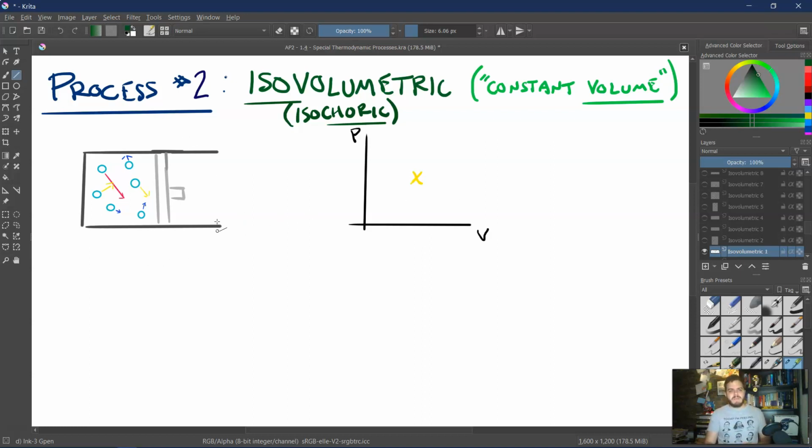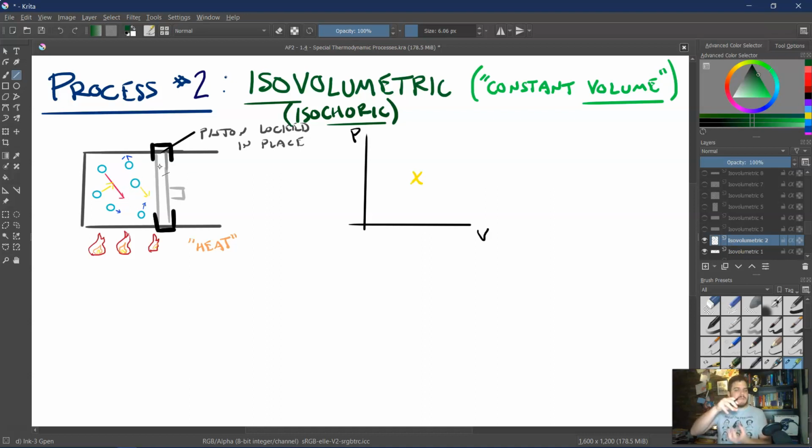Well, how can I keep the volume constant with this piston? Well, the easiest way to do it is basically make it no longer a piston. Essentially, we're going to just make it a cylinder, because we're going to lock the head of the piston in place so it cannot move back and forth. So no matter what, the gas is stuck in this volume. But we're going to go ahead and heat it up. And if we do that, the volume can't change, but we're definitely going to be increasing the pressure. So we're going to get a graph that looks something like this. It's going to go straight up.